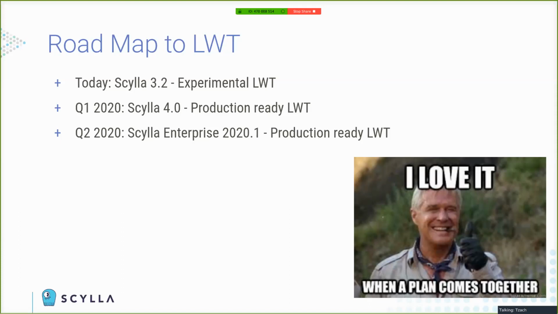So as mentioned, lightweight transaction is already available as an experimental feature in Scylla 3.2. You can go ahead, download Scylla 3.2, try lightweight transaction, and share your feedback. We are planning to productize lightweight transaction this quarter, meaning by the end of March. It might be under the name Scylla 4.0 or 3.3 or 3.4, we're not sure yet, but most of the work that we're doing right now with lightweight transaction is stabilization and testing. And once the feature matures a bit in the open source community, we will backport it to Scylla Enterprise.